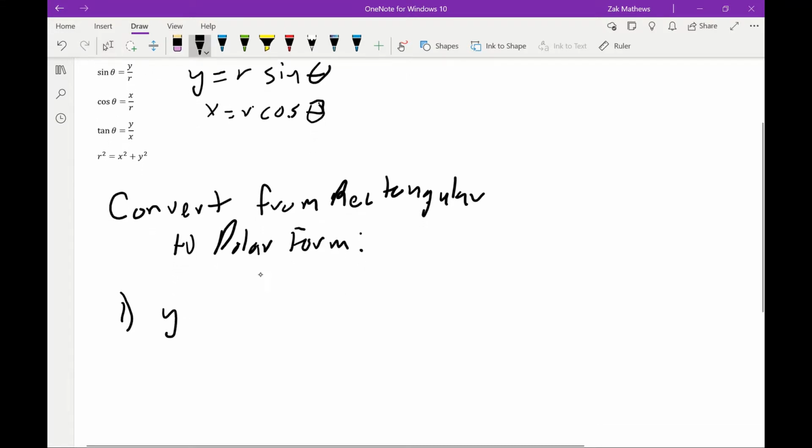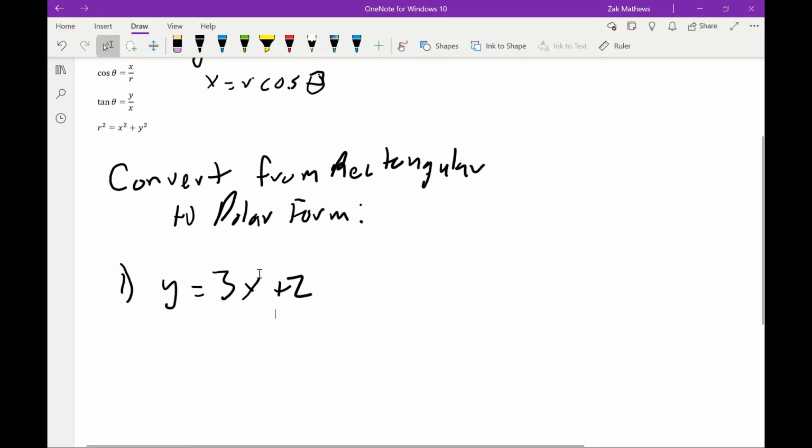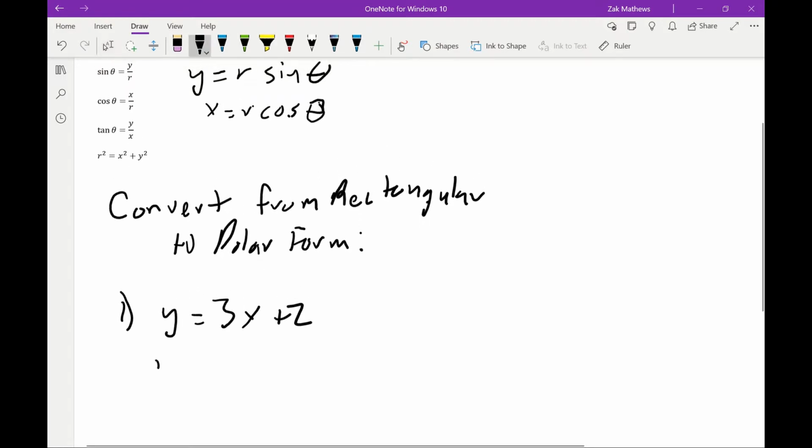Let's take y is equal to 3x plus 2, just a nice linear equation. I want to put this into polar form. So what we just said is that y is equal to r sine theta, x is equal to r cosine theta, and notice I'm already basically there. We have only r's and thetas, we don't have any x's and y's, and that's the key.